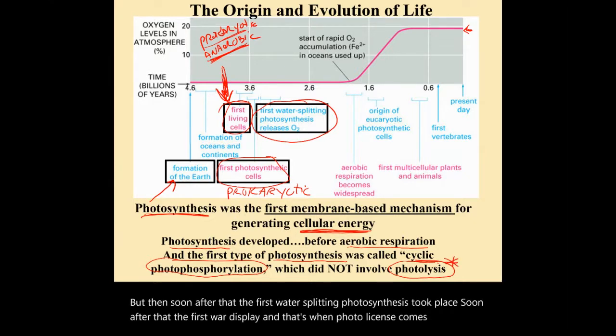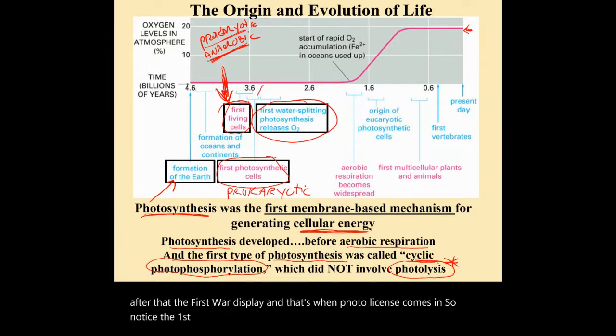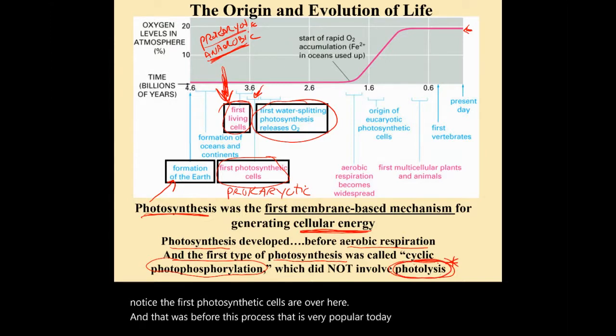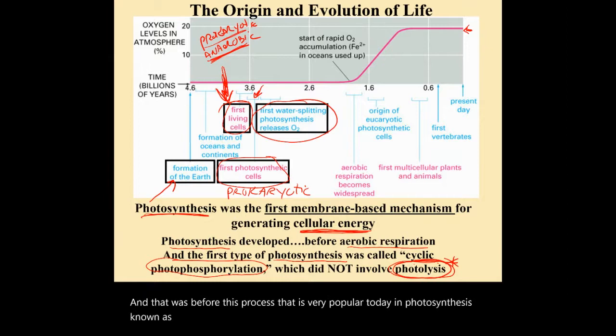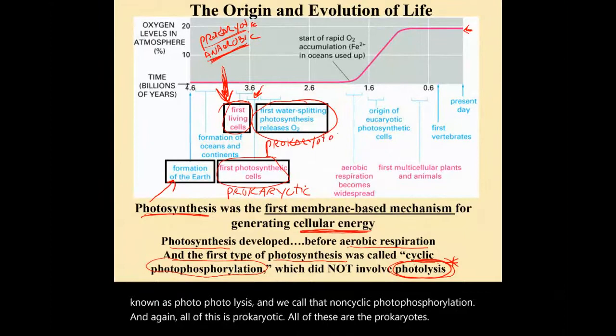So notice the first photosynthetic cells are over here, and that was before this process that is very popular today in photosynthesis, known as photolysis. And we call that non-cyclic photophosphorylation. And again, all of this is prokaryotic. All of these are the prokaryotes.